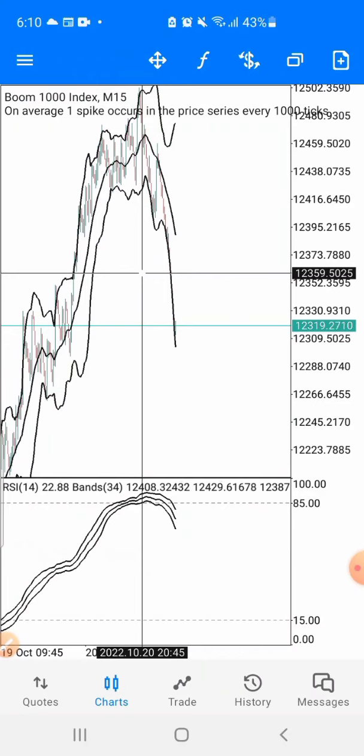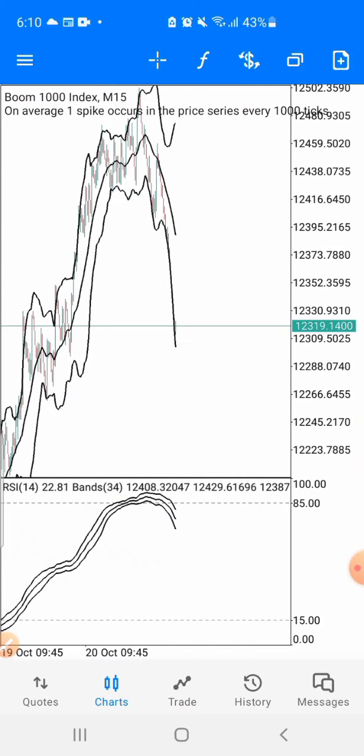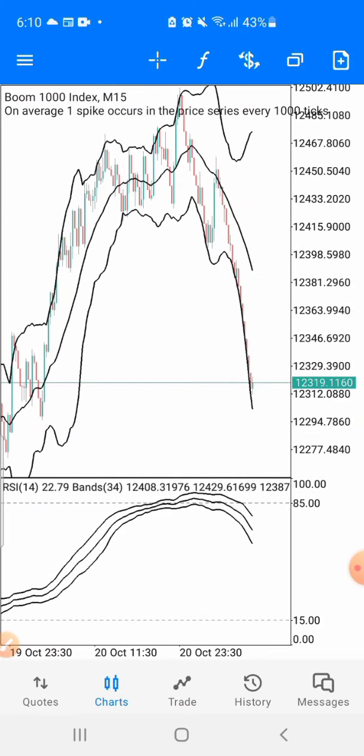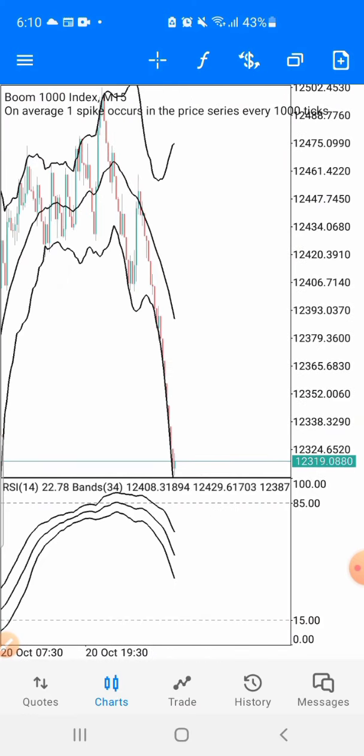So once you have this confirmation, then you make your entry. Okay, you make your entry. So that's exactly how to filter out the particular entry point.